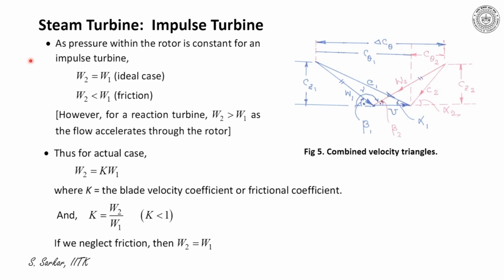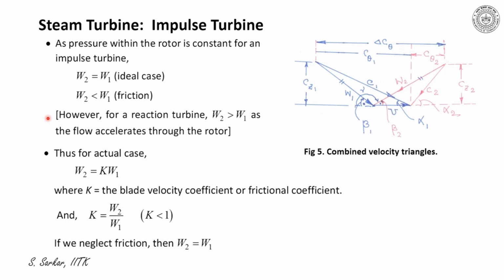I have already told that pressure within the rotor remains constant for an impulse turbine, and if we neglect the friction, that is for ideal case, since the pressure remains constant, W2 must be equal to W1. But in reality, when there will be friction, W2 would be less than W1. However, for a reaction turbine, W2 would be greater than W1 as the flow accelerates within the rotor.